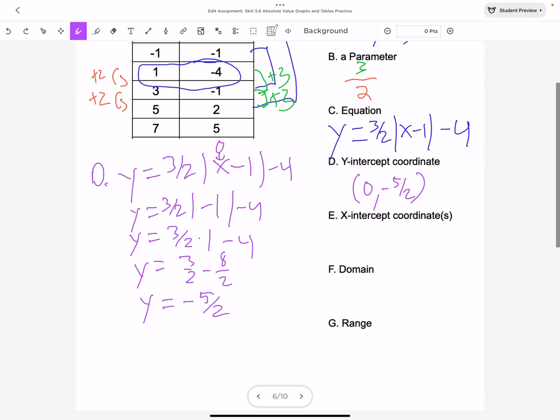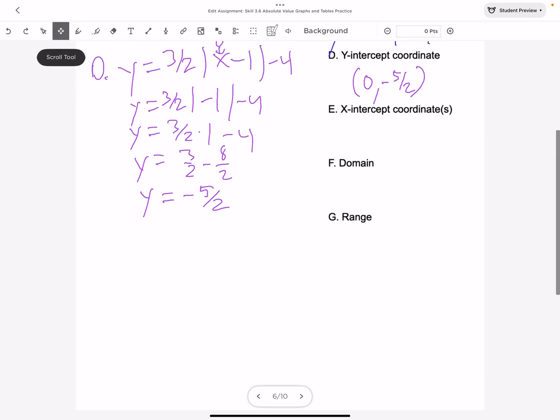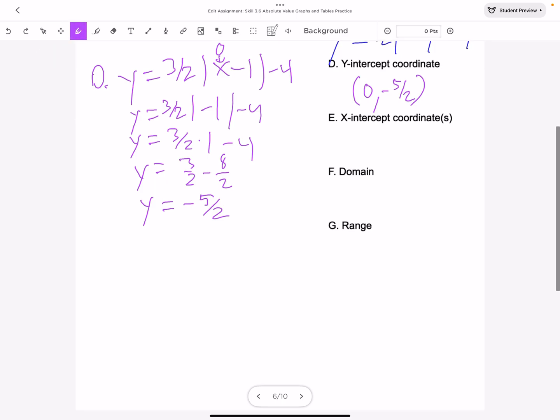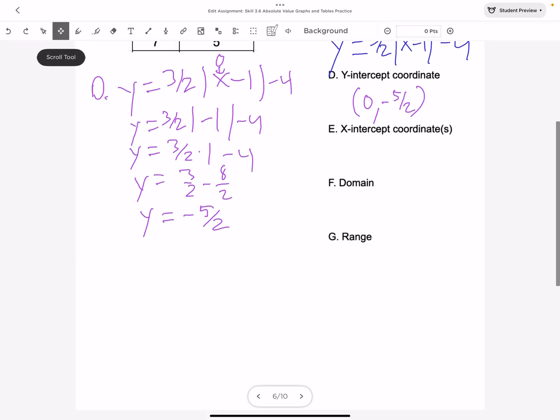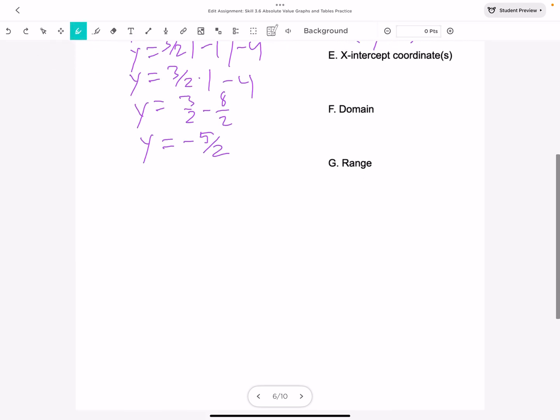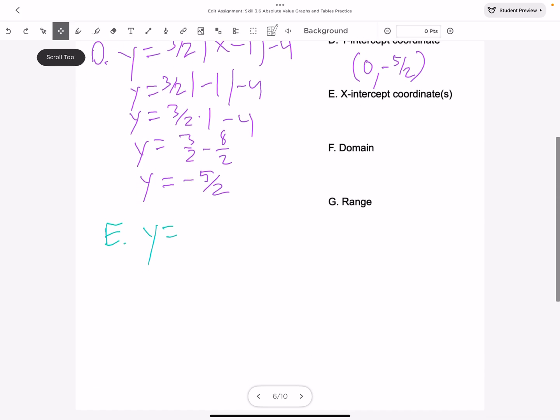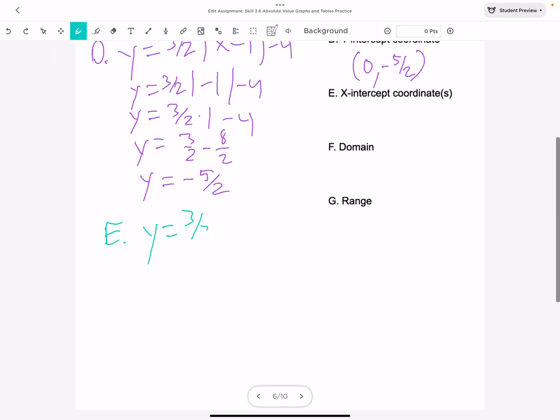Now, same thing, we need to find our x coordinates. And so for this, let's see here, I'll do this kind of color. So once again, y equals 3/2 times the absolute value of x minus 1 minus 4. That y we replace with 0. And so then add 4, 4 is equal to 3/2 times the absolute value of x minus 1.